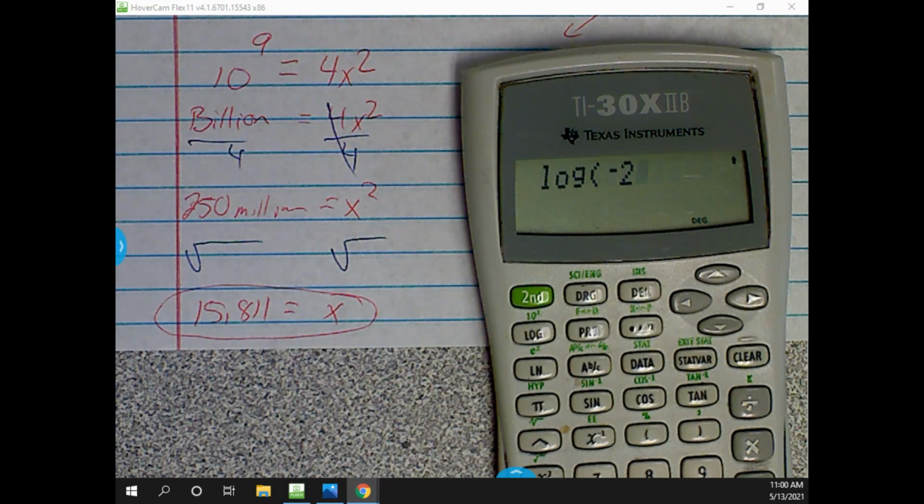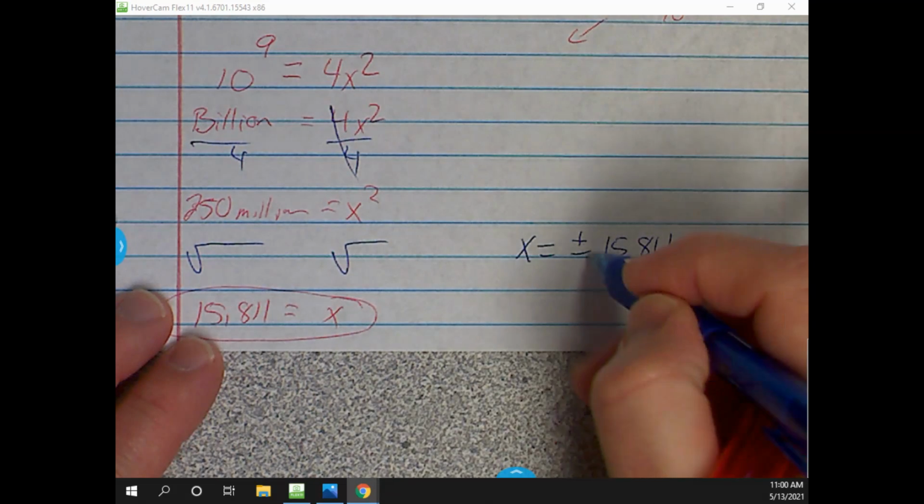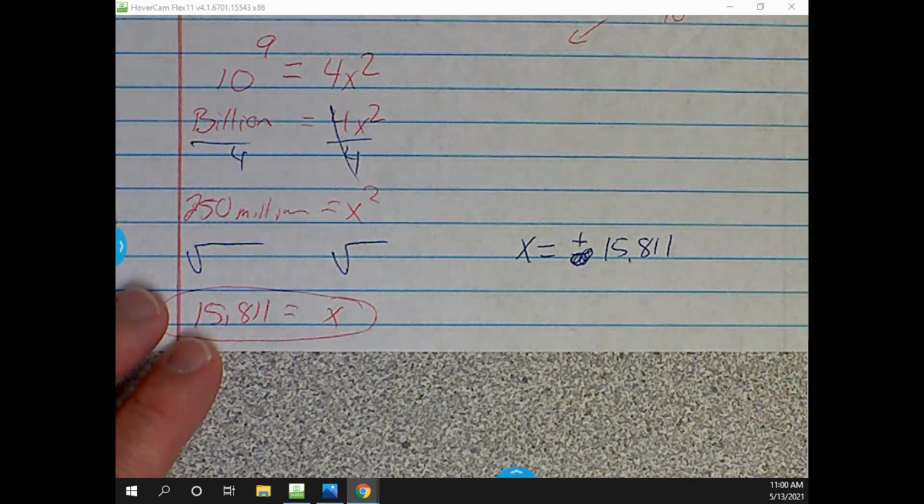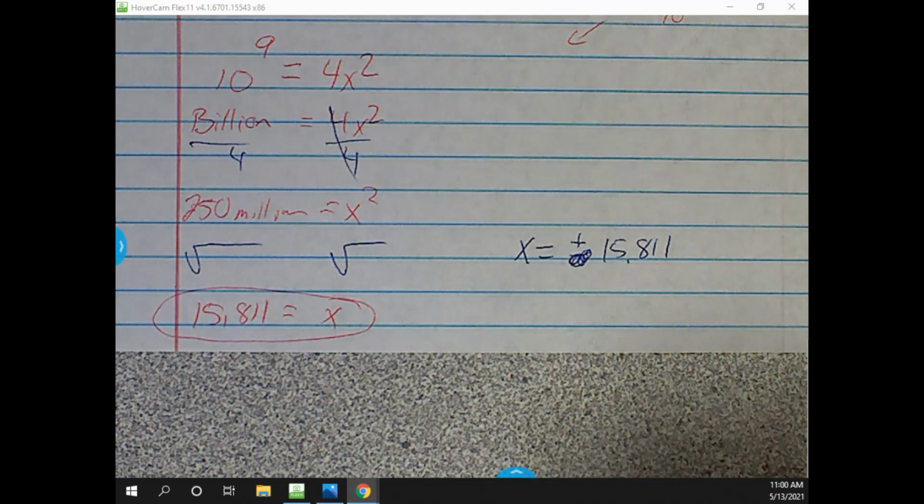Log always has to be a positive number. So on these, we don't even worry about the negative answer because that's going to mess things up. We're only going to worry about the one answer that's positive, because that's the only answer that's going to fix these. So we don't have to worry about the whole plus or minus like we did in problems past. This one, we're going to worry about just the positive square root to get us through.